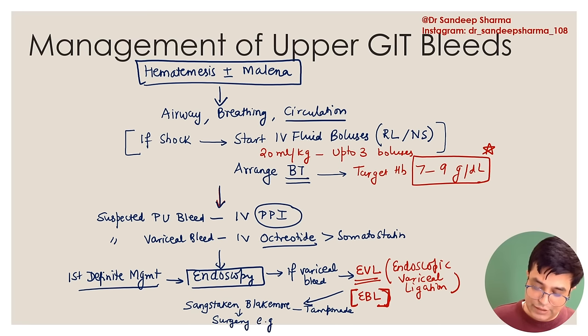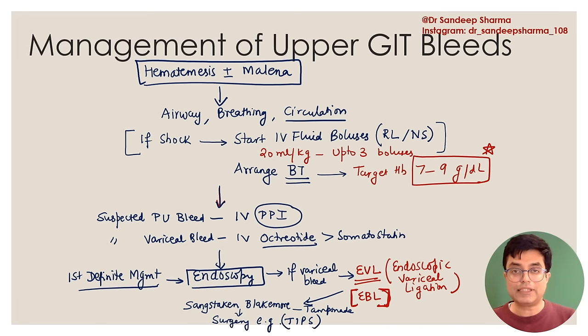Example, TIPS, transjugular intrahepatic portosystemic shunt. Ye maine bahut simplified bataya hai, isme bahut sare aur bhi lines hain. There are more complexities in this. But if you get a case in FMG, they will ask you what is the first step in management, or this has been done, what is the next step in management? You should be able to answer according to this. Broadly, this is what we do.